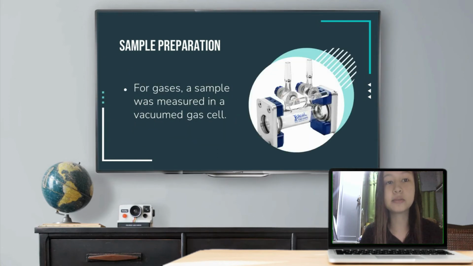Now, for gases, a gas cell, as in the image shown, was used. This cell has potassium bromide windows on each end. The cell was first vacuumed to remove any molecule present inside before inserting the gas sample inside the cell. The potassium bromide ends must not be touched with bare hands because they are fragile.